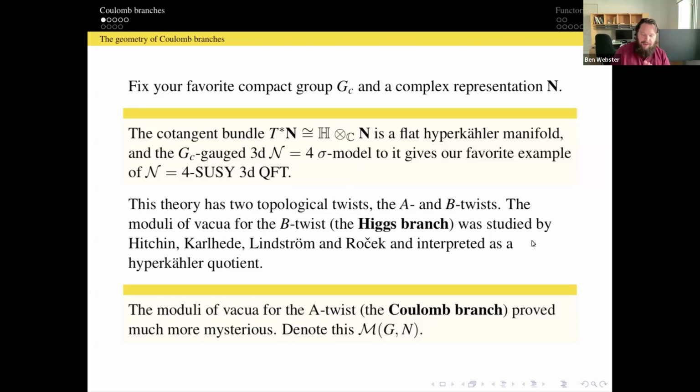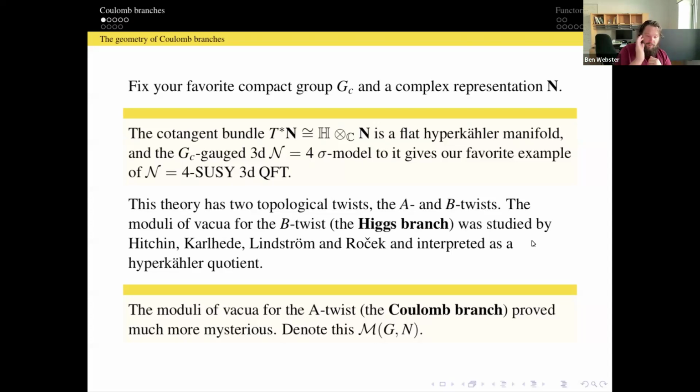One can construct a 3D QFT, not TQFT yet, by looking at maps of a 3-manifold into a hyperkähler manifold. In our case, we start with a flat hyperkähler manifold, just a quaternionic vector space, you might say. Though the more conventional way to think about this is I take a complex vector space and take its cotangent bundle. That always has a flat hyperkähler metric.